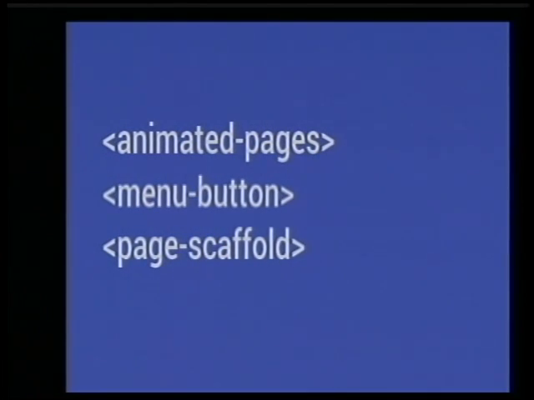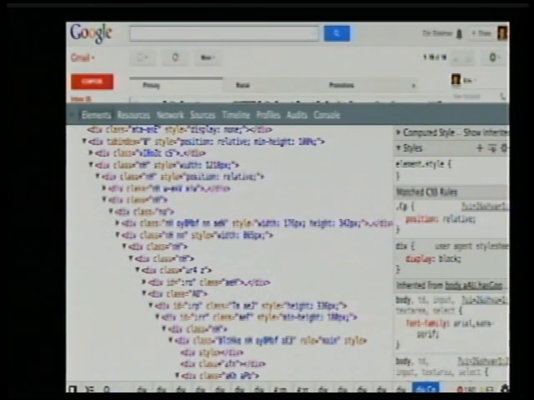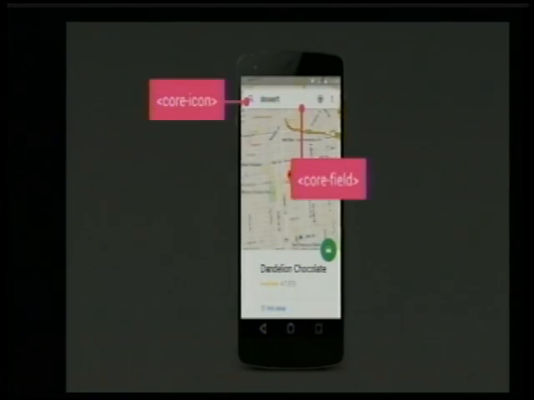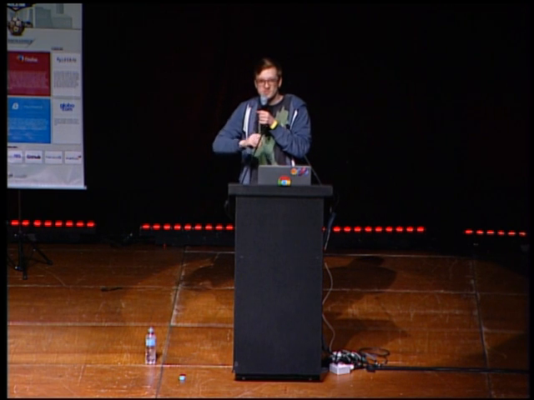And maybe we could take our crazy div soup. What if we took that and instead made HTML elements that made sense for the mobile web and actually felt like the kinds of components that people who work in iOS or Android use? And just think about that.